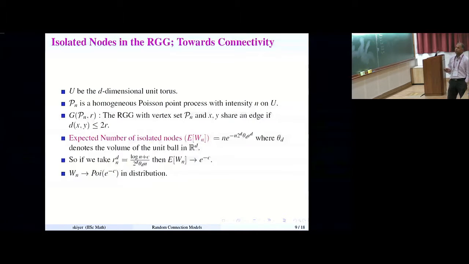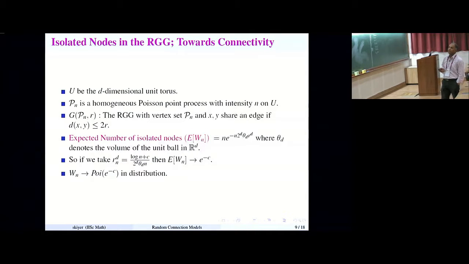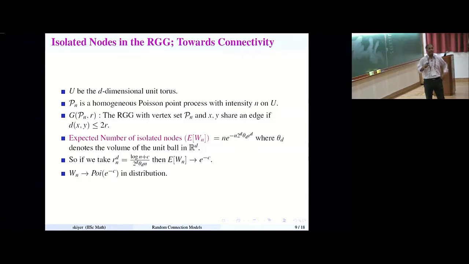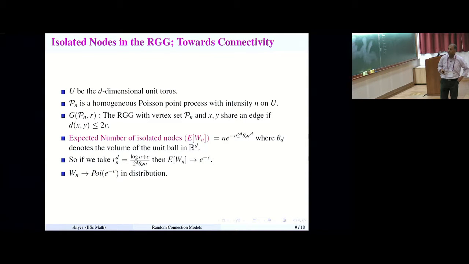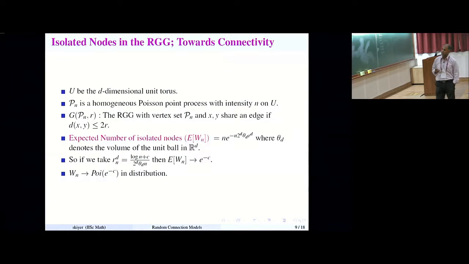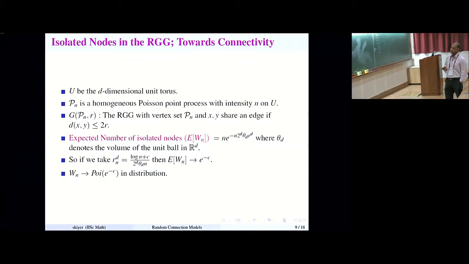So what we will do is put our point process, our vertices, on the unit torus. This is just to avoid the edge effects. Otherwise, one will have to worry about what happens at the edges, and the computations become messy, but they can still be done. It's not hard. So you assume now that the vertex set is a homogeneous Poisson point process of intensity n on this unit torus, and my graph, this is for the random geometric graph, so if you recall, x and y have an edge if the distance is less than 2r. So the Campbell-Mecke formula tells us the expected number of isolated nodes.